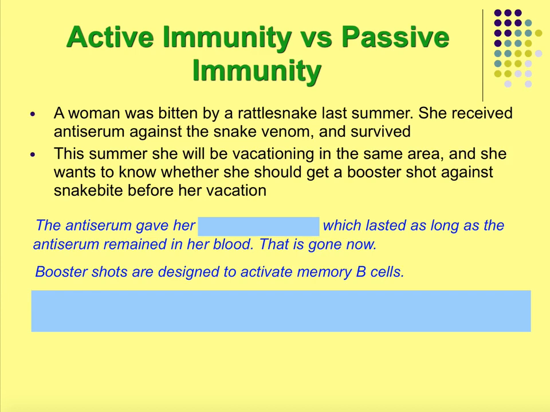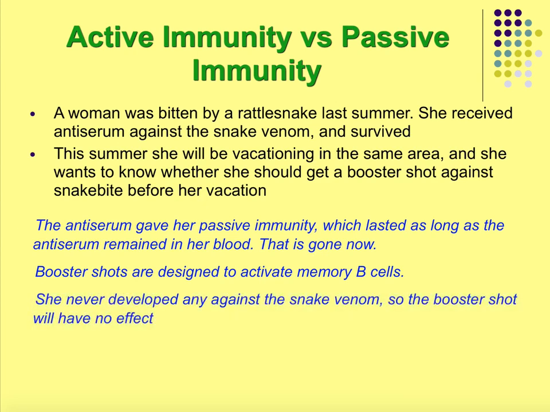So here what really happened was she has passive immunity. The anti-serum that was injected into her did the work to deal with the snake venom. Her immune system was never activated. Now remember, a booster shot is designed to activate your secondary immune response. Because you never activated a primary, she can't activate a secondary. So the anti-serum gave her passive immunity. It only lasted as long as the anti-serum remained in her blood. A year later, it's going to be gone. So she never developed any antibodies against the snake venom, so a booster shot really will have no effect.